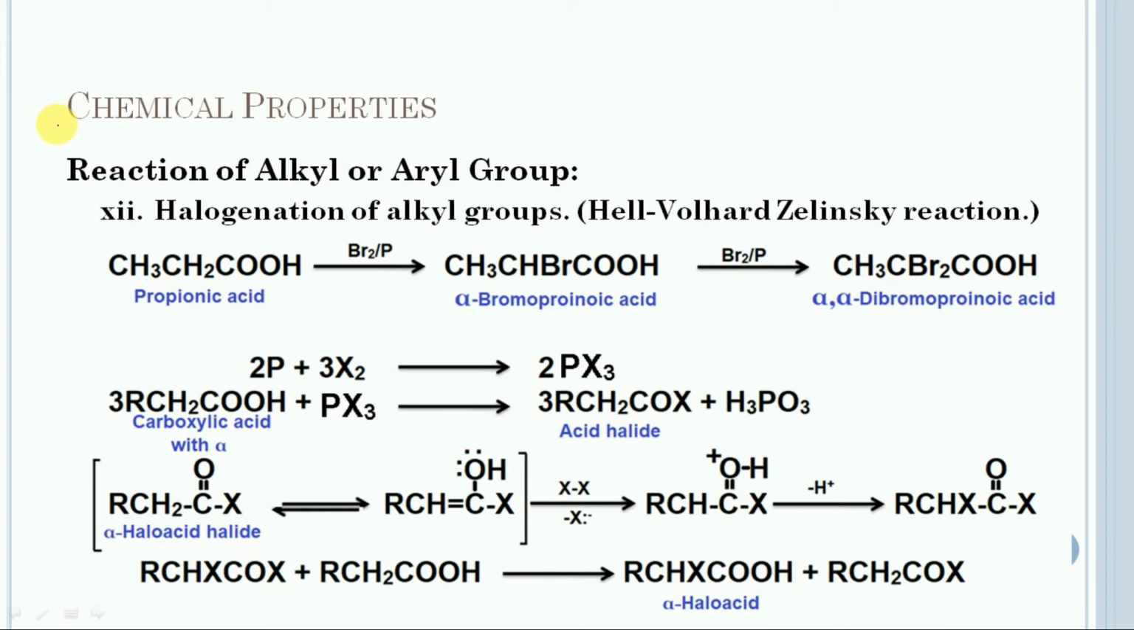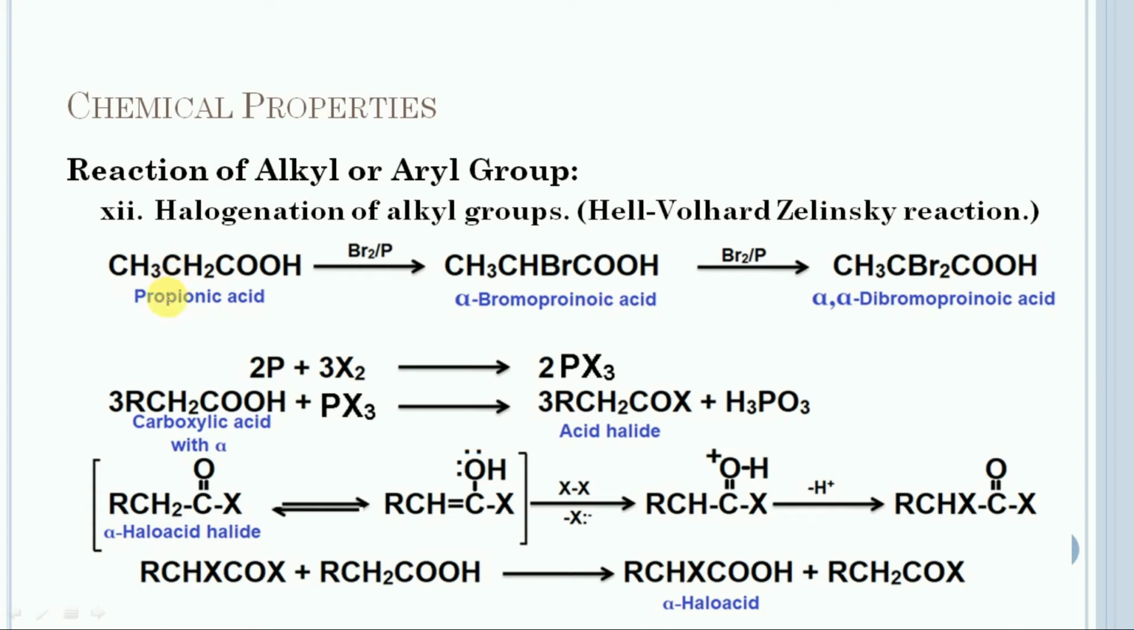The next category is reaction of the alkyl or aryl group, and the reaction is halogenation of the alkyl group. This reaction is also called the HVZ reaction, the Hell-Volhard-Zelinsky reaction. In this case, the carboxylic acid containing alpha hydrogen is treated with a small amount of red phosphorus and halogen like chlorine and bromine to get the halo acids.